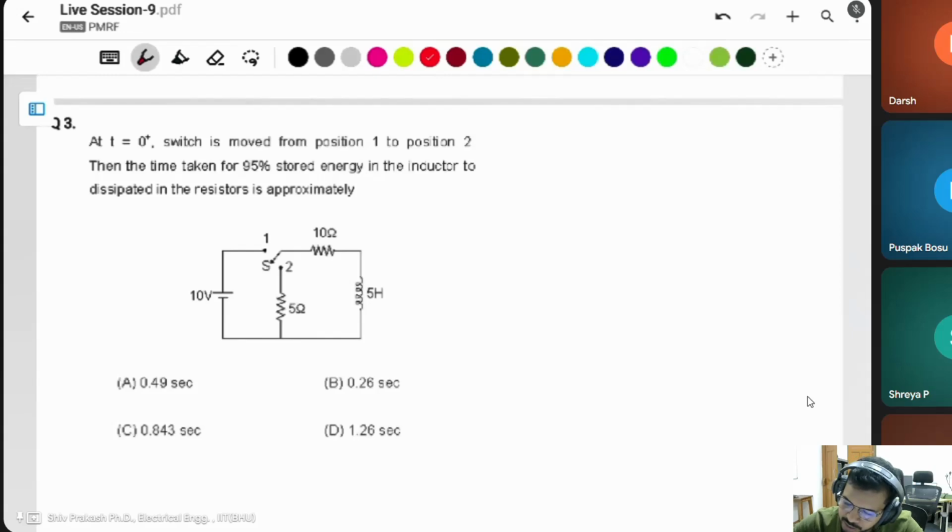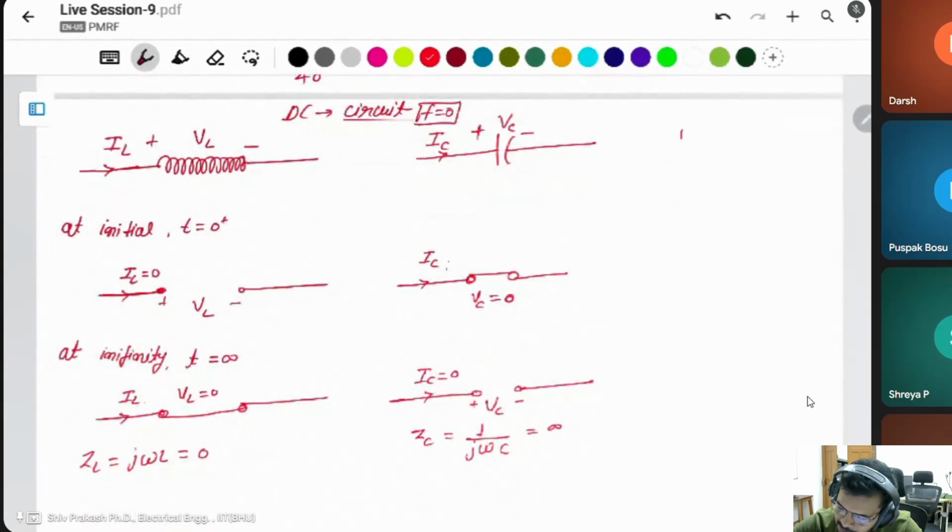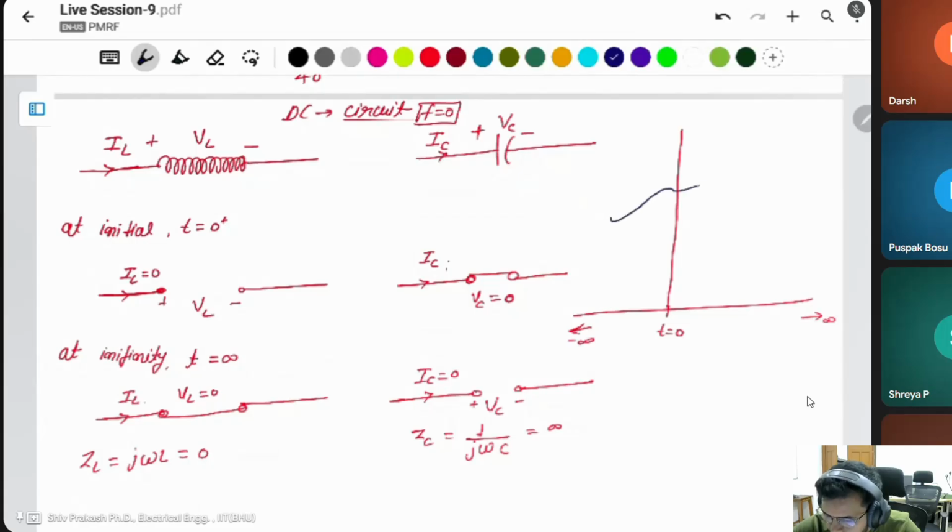There are two conditions. This is t is equal to 0. This you can say infinity. This is minus infinity. Any circuit behaves like that, coming from minus infinity to 0, then after 0 to infinity. Just before this, the circuit is behaving at t is equal to 0 minus, and this is the 0 plus, just after t is equal to 0.